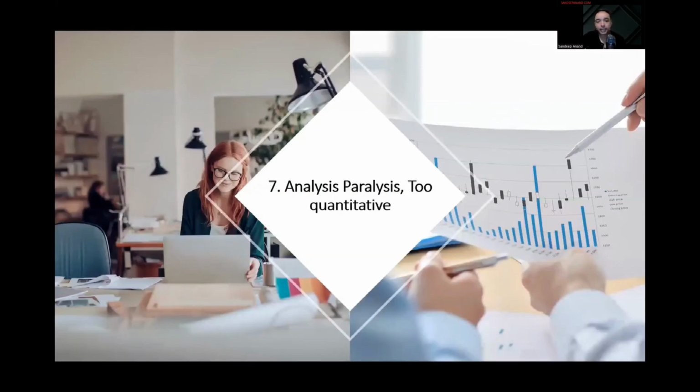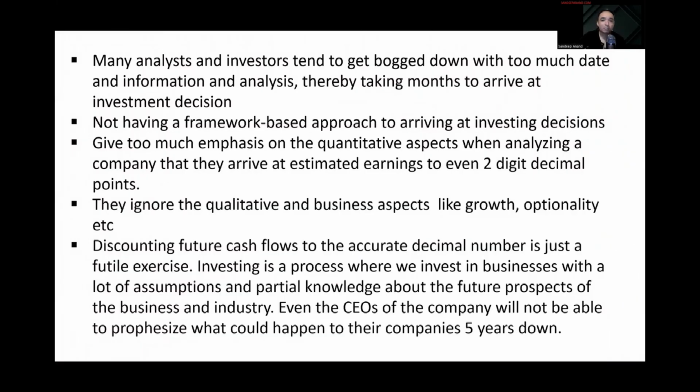Seven, the mistake is analysis paralysis, being too quantitative. It's not very common, but I wanted to cover this because many investors and analysts get bogged down with too much data and information and analysis, thereby taking months to arrive at investment decisions. By then, the stock would have tripled or quadrupled, right? So it's not a good idea to get too bogged down by the data and value and information to the decimal, right? Not having a framework-based approach to arriving at investment decisions could also lead to analysis paralysis. If you have a framework, as I said, you can arrive at a decision very quickly.